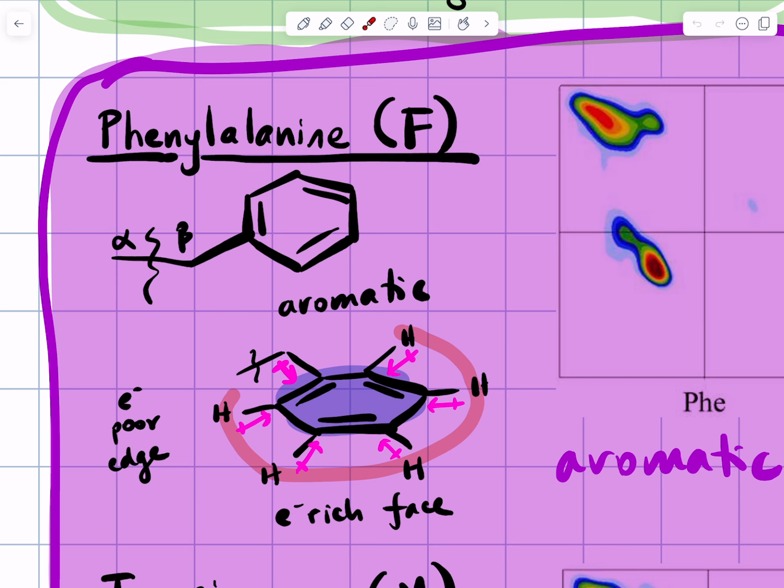There's not a really strong net dipole for a benzene ring, but there is something called a quadrupole. Quadrupole refers to something that isn't a dipole but is also still not uniform electron density distribution. We mean that the face of the ring is electron rich, the edge is electron poor. That's going to have some consequences for the kinds of things that aromatic side chains can do.